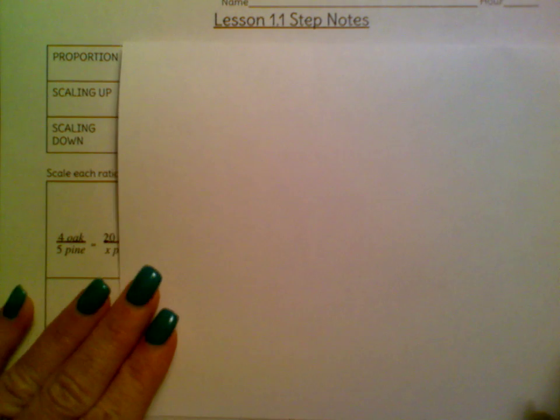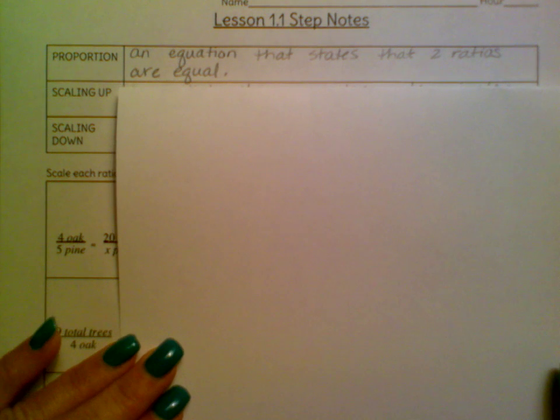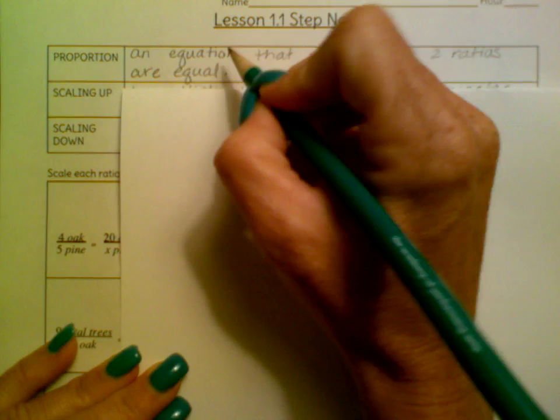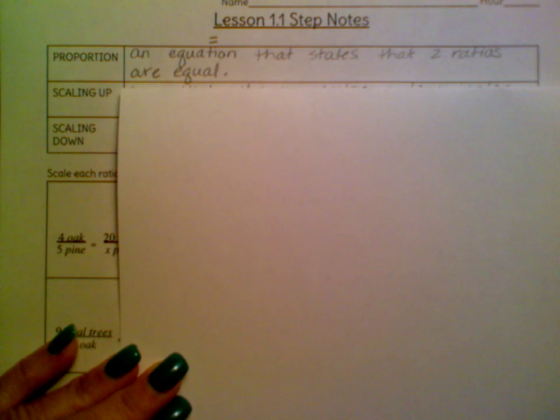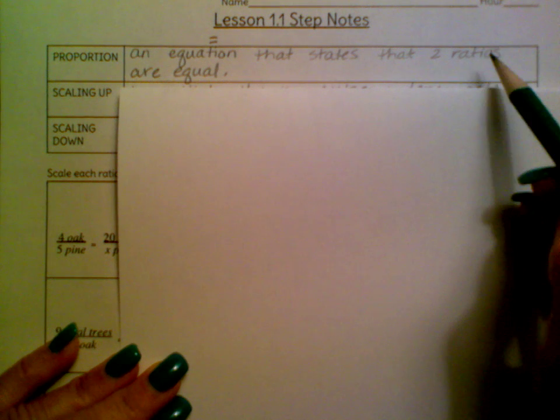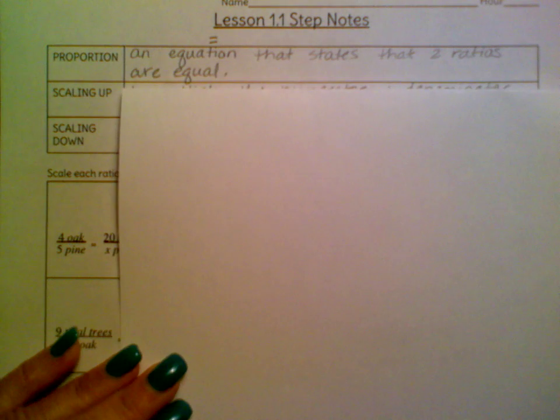This is the lesson 1 step notes. First of all, we're going to start off with 3 terms. A proportion is an equation. So right away when I see that word, I'm thinking equal sign. That states that two ratios, and there I'm thinking that they look like fractions, are equal.